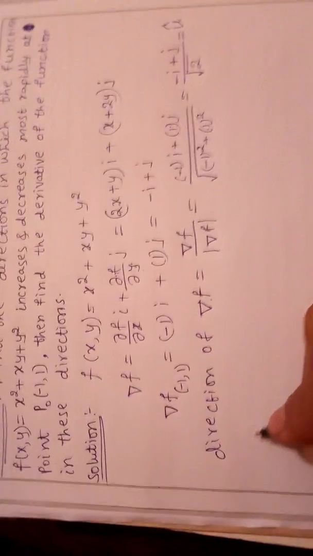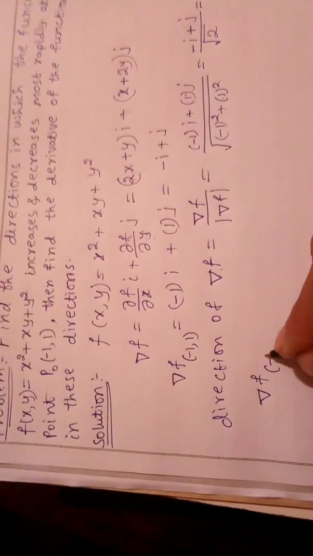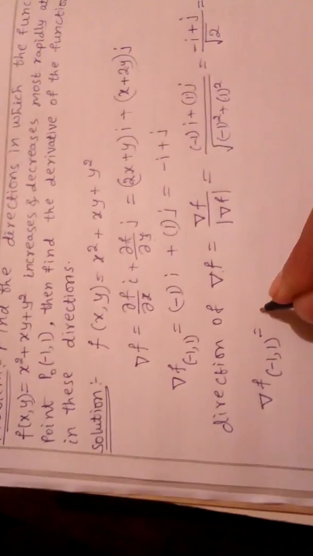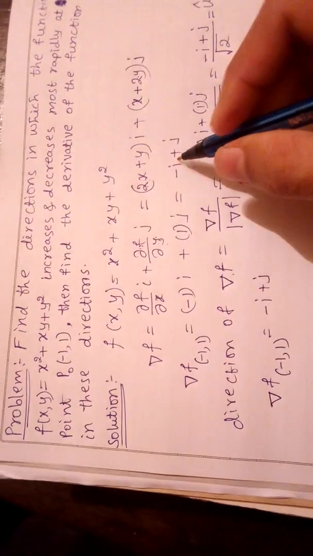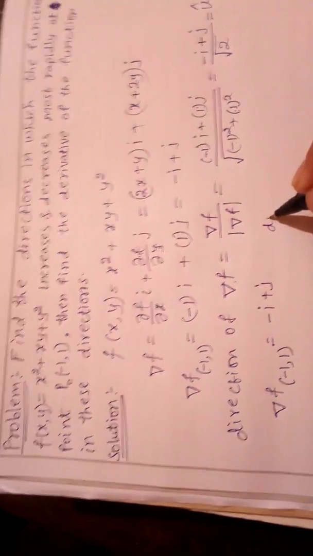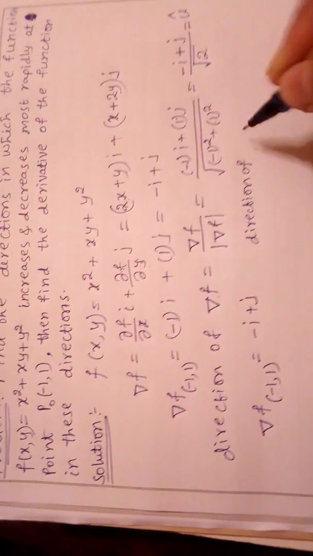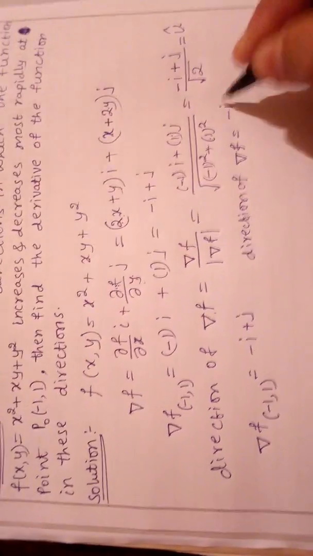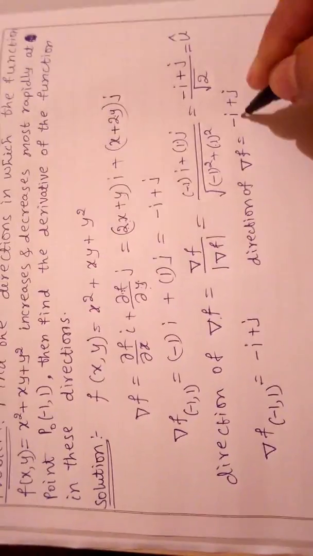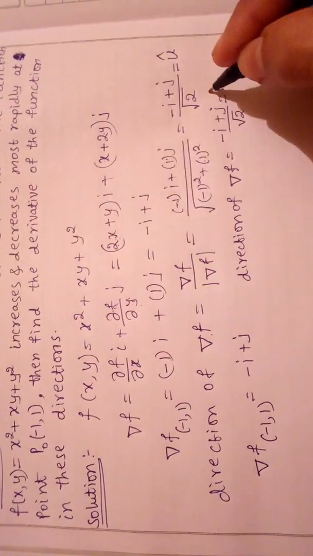Now we get the gradient vector f at (-1, 1) is -i + j, and the direction of the gradient vector is equal to (-i + j) divided by root 2. This is equal to the unit vector u cap.